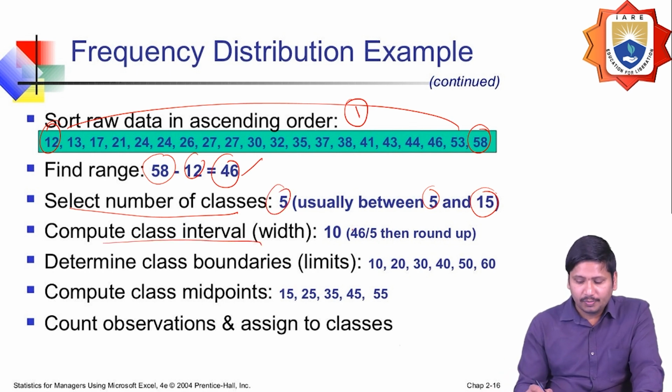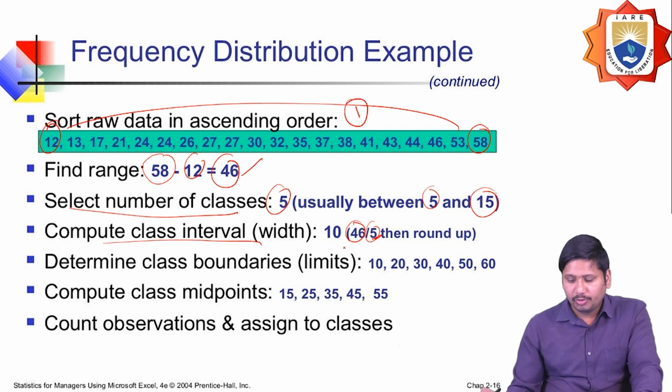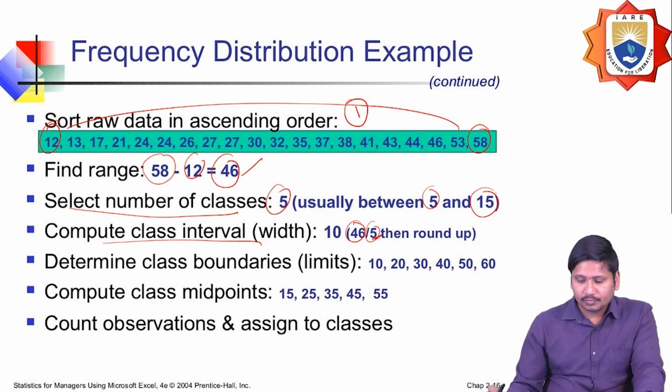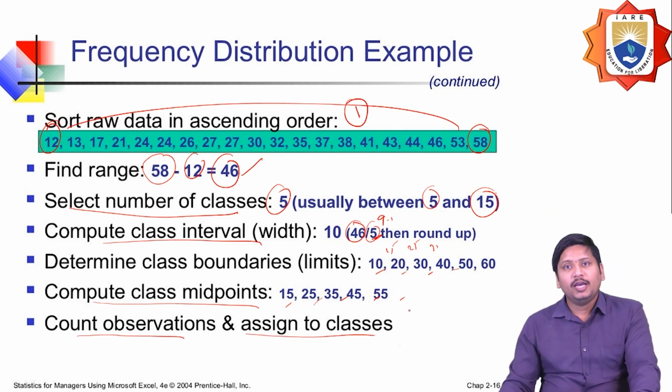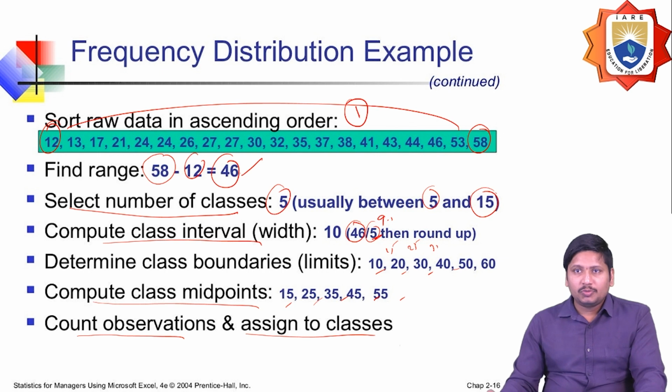So how should it be done? 46 is the range, divided by 5 that I'm taking. So that should be rounded off to 10, since it is 9.5 something like this. And determine the class boundary limits, that should be 10, 20, 30, 40, like this, 60. And then compute the midpoints. The midpoint will be in between these two values. So let it be 15, 25, 35, 45 and 55. And then count the observations and assign them to the classes. So these are the steps that have to be followed.